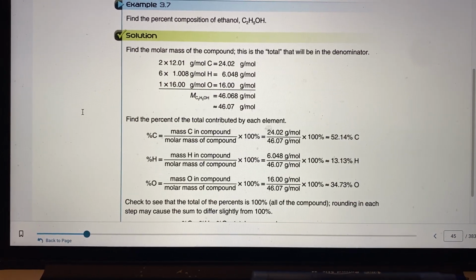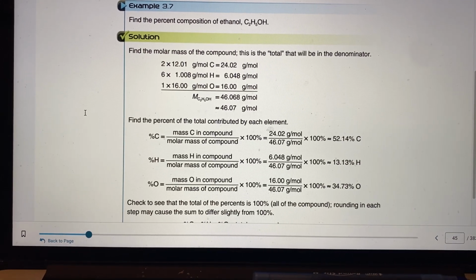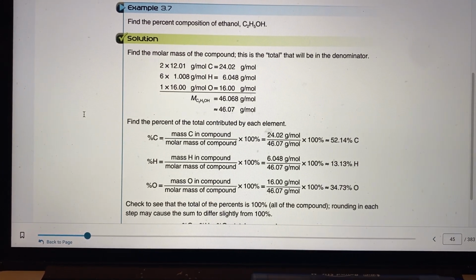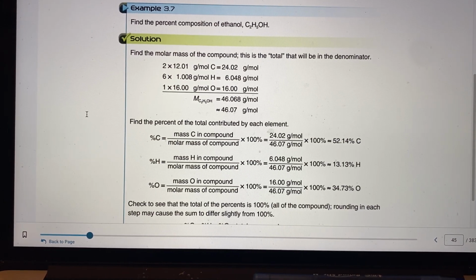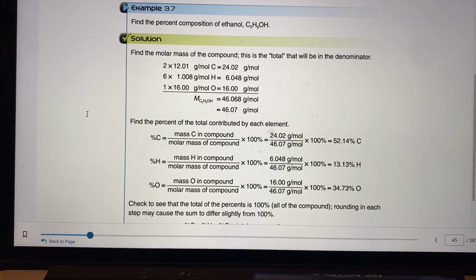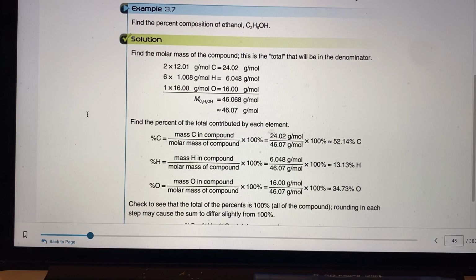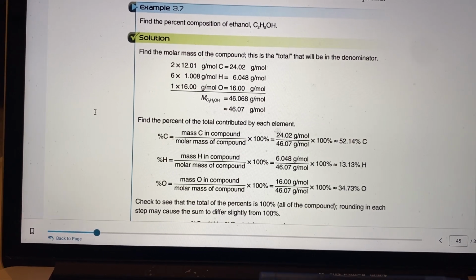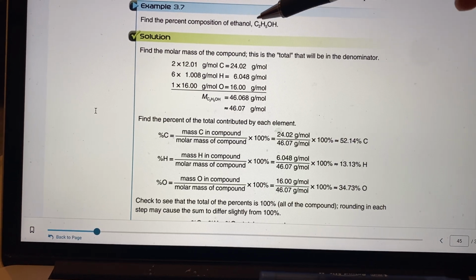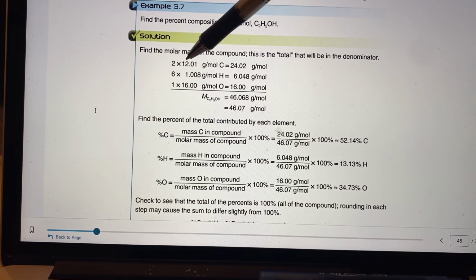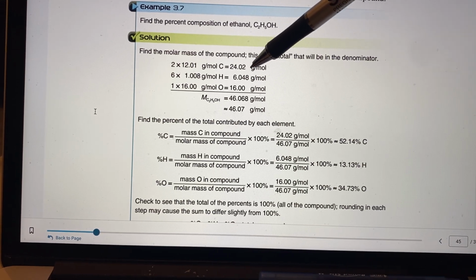12.01, and that would be the grams per mole. So you just find the atomic weight, and you'll find the weight of each element is in units, and we'll change that, of course. We figured out how to do that in the last part of the chapter. So here we have 2 times 12.01, because how many carbons are there? 2. 2 times 12.01, and that equals 24.02.